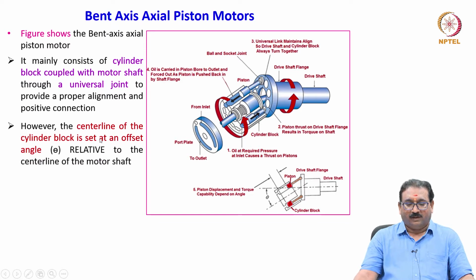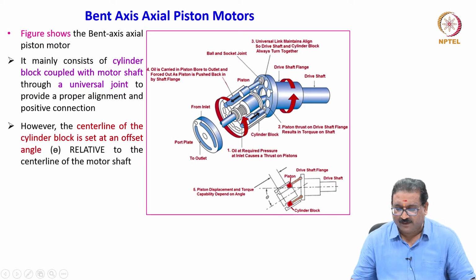However, the center line of the cylinder block is set at an offset angle theta, here you will see theta, relative to the center line of the motor shaft. Please see here, friends, there are various parts shown here. This is a cylinder block in which the various pistons are reciprocating in and out based on the pressure acting on the surface area.